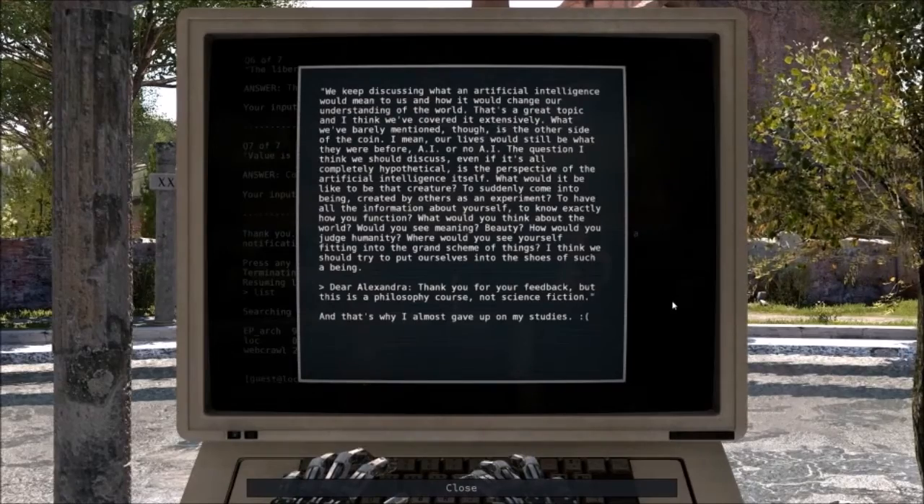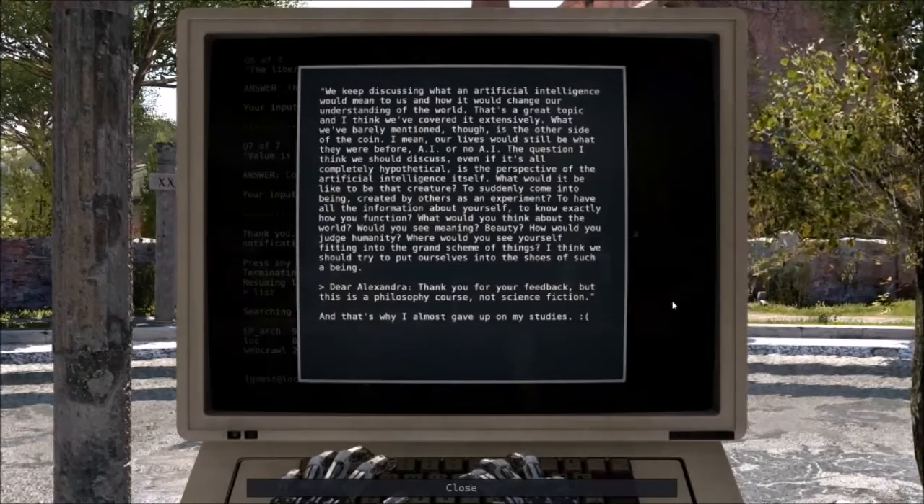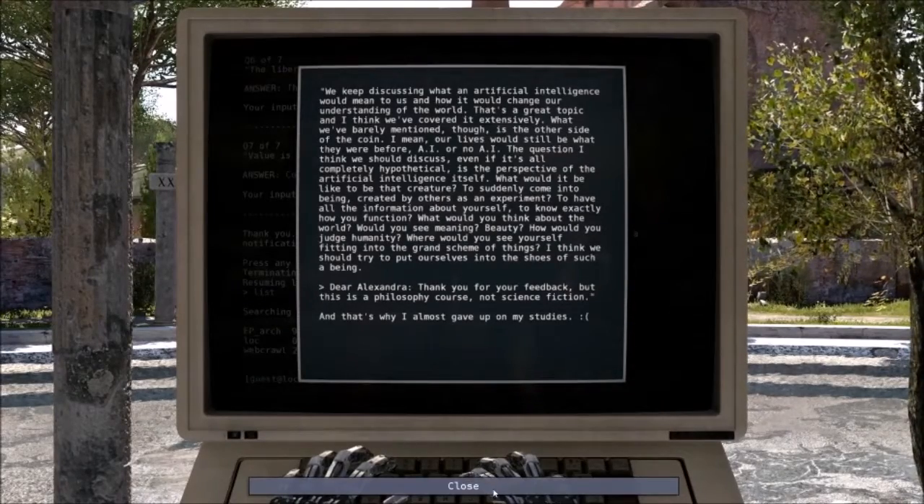Dear Alexandra, thank you for your feedback, but this is a philosophy course, not science fiction. And that's why I almost gave up on my studies. What?